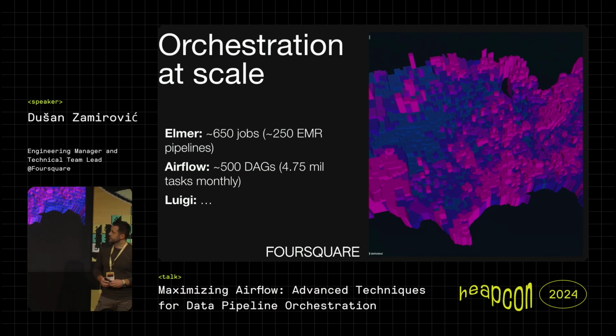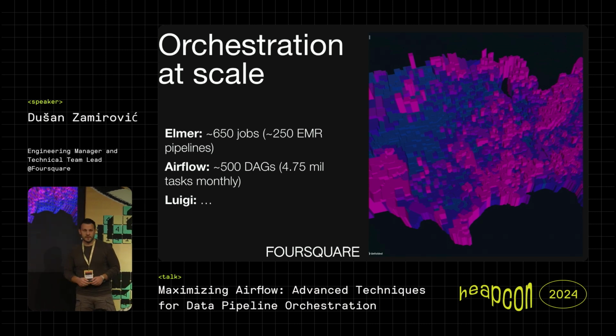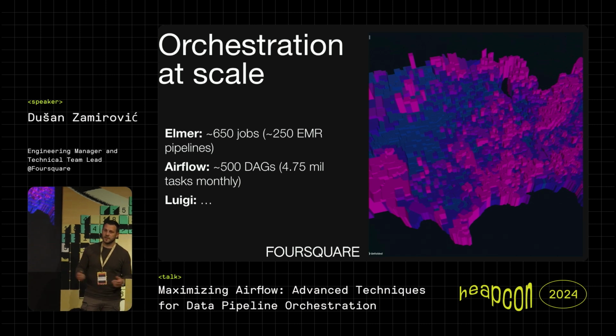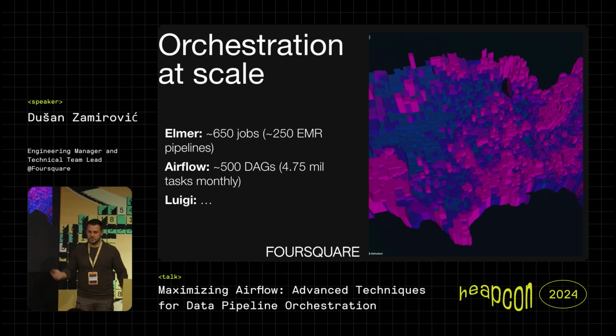About 250 of those are actually EMR Spark pipelines. Some of those pipelines are actually Spark. However, others can be very old ones, which are in Scalding or MapReduce or who knows what.